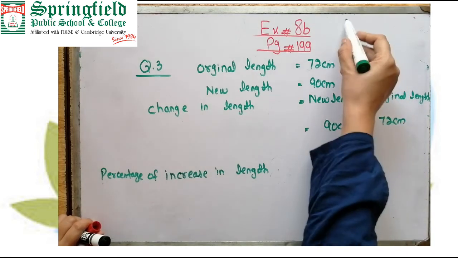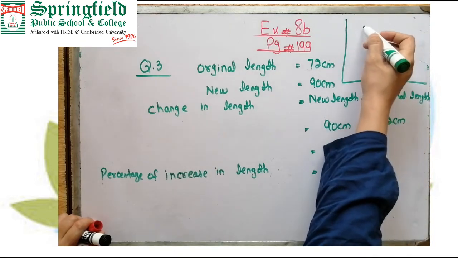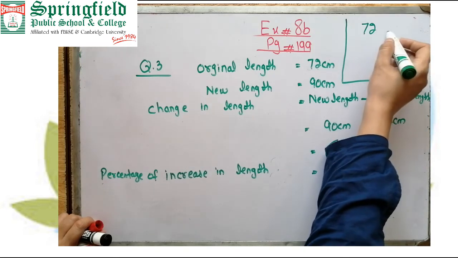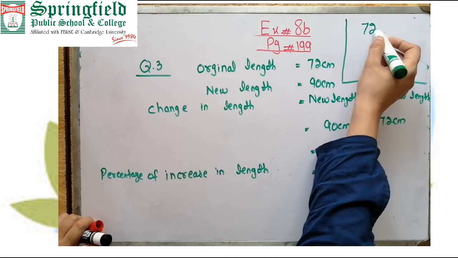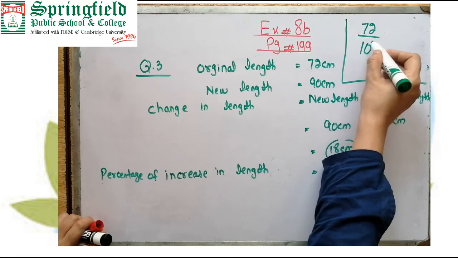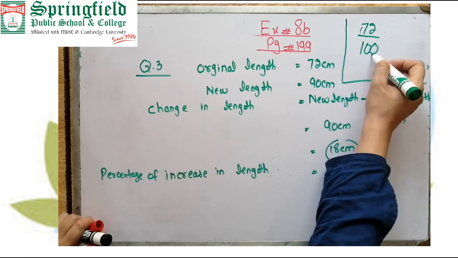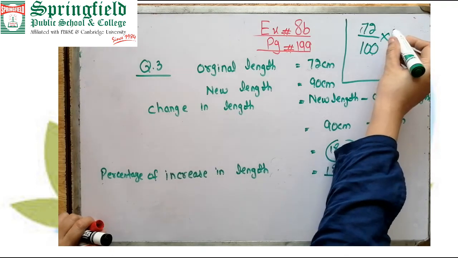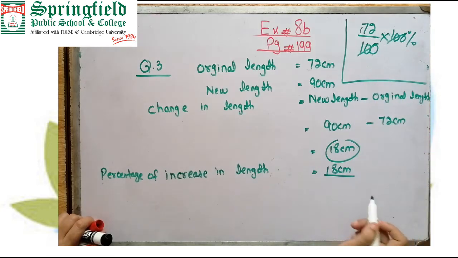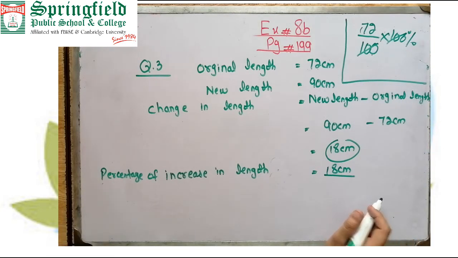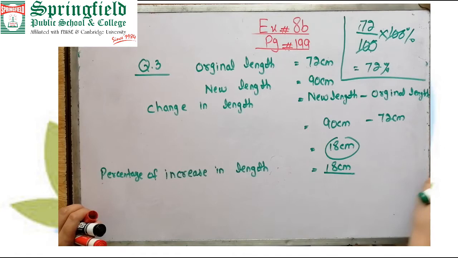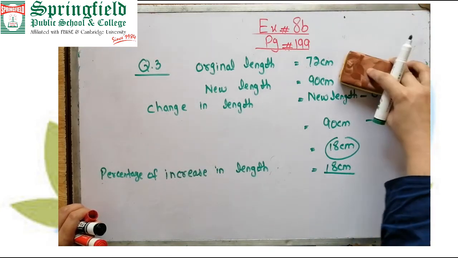Let's suppose I obtained 72 out of 100 in math. So what will be the percentage of 72 marks? We first write the obtained marks, then divide by the total marks, and then multiply with 100%. So it means I obtained 72% marks in math subject. Understood, beta?